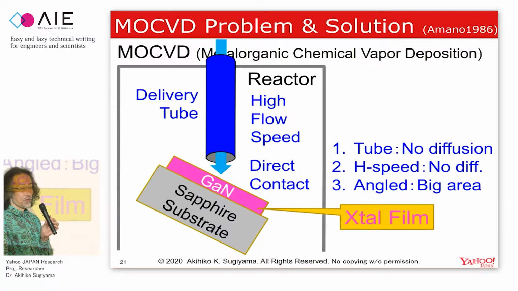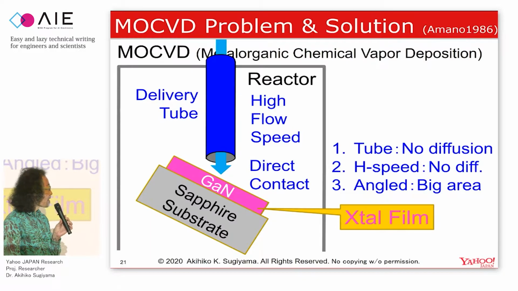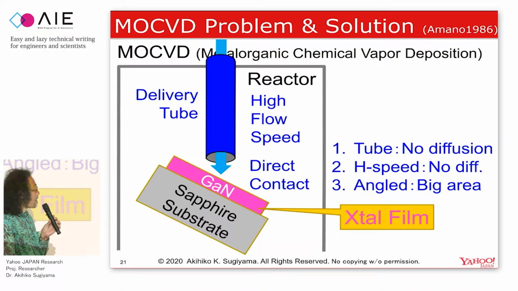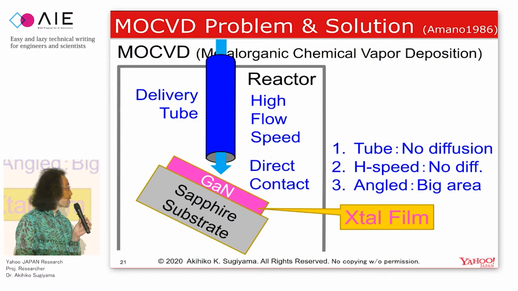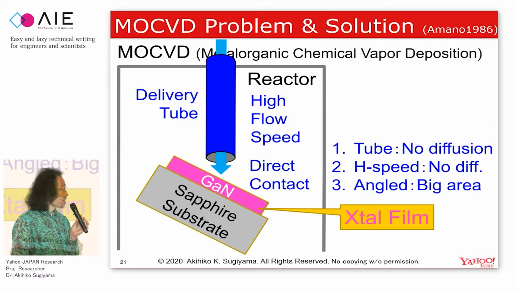So let's review this new system. The delivery tube is good for non-diffusion. The reactant gas will not scatter. And the high-speed gas, there is no diffusion. It also contributes to no diffusion. And the angled substrate is also good compared to the structure consisting of a parallel substrate and the reactant gas flow.